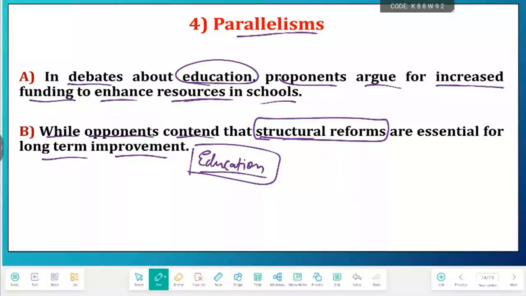Now how are proponents going? Proponents are going through increased funding. They want to improve education. How? Through increased funding. If funds increase, resources in schools will become better. This is what they say. Okay, accepted.